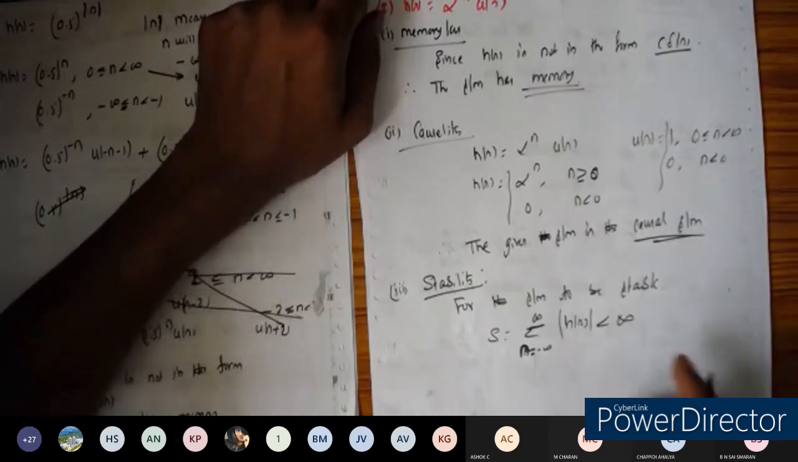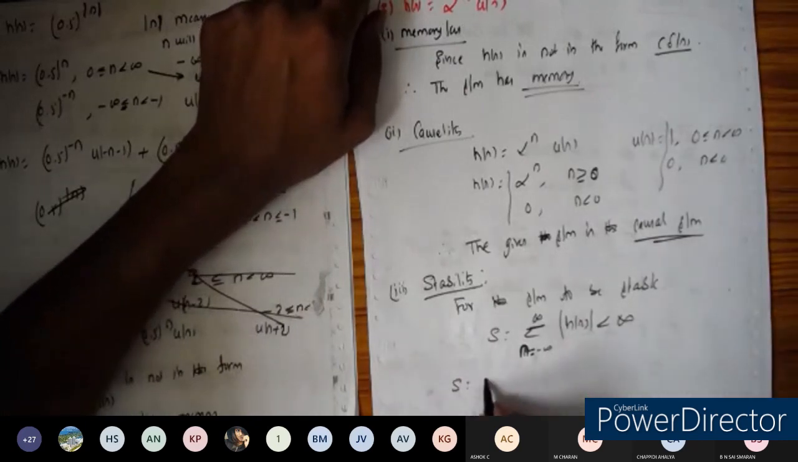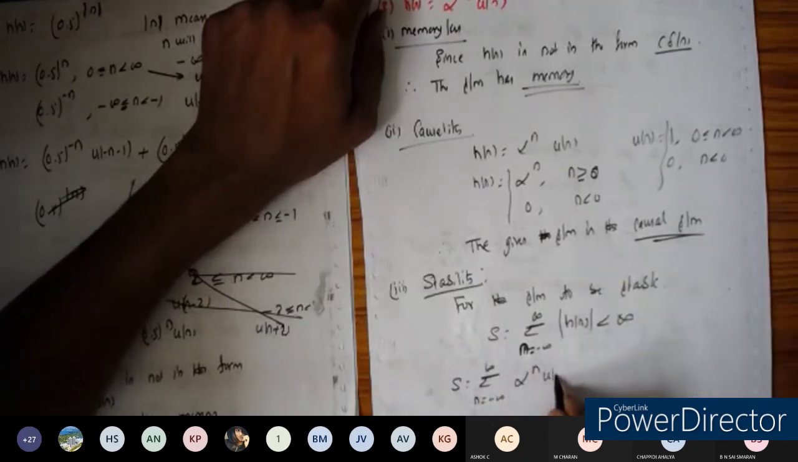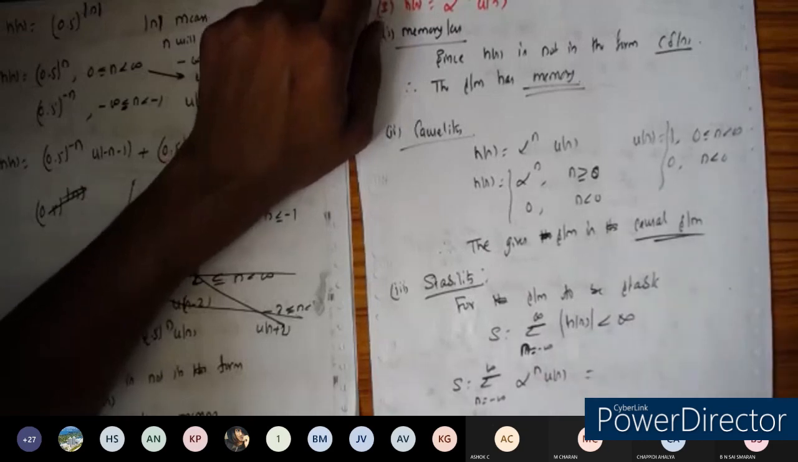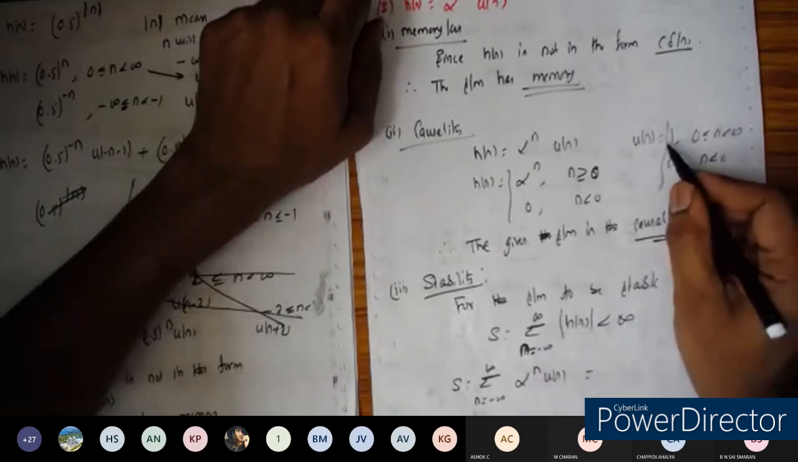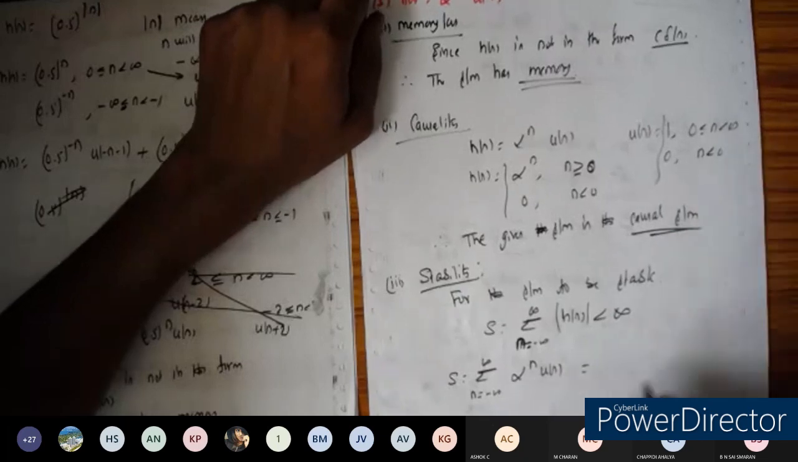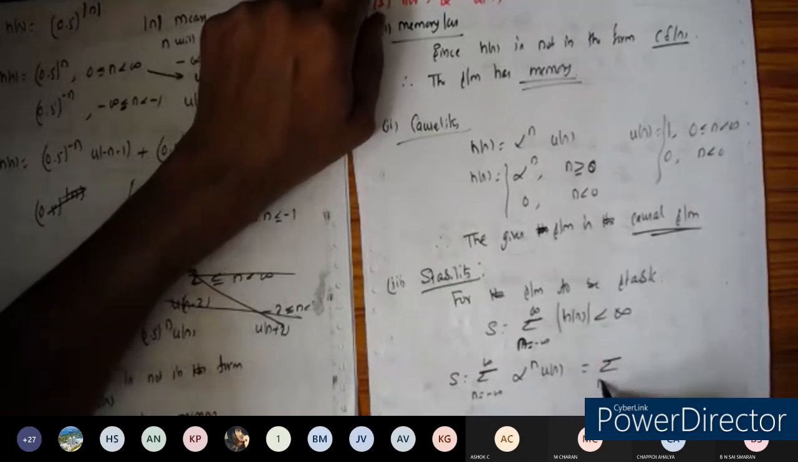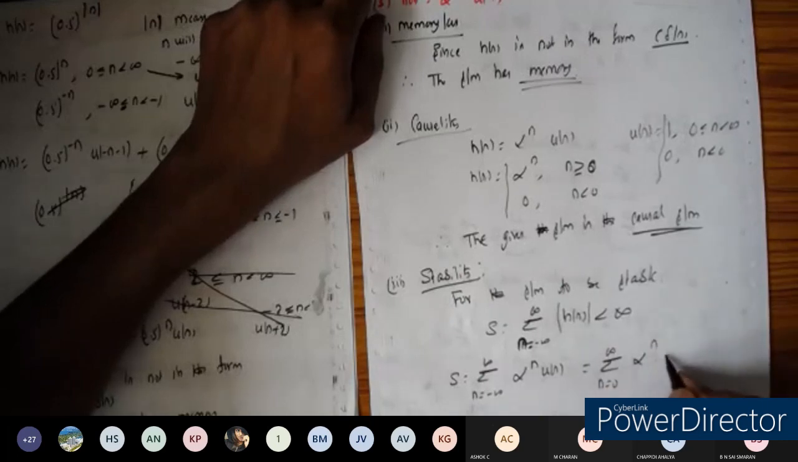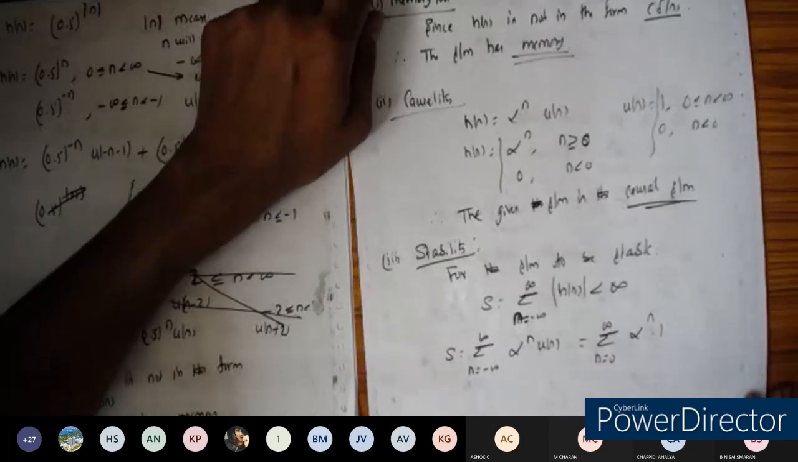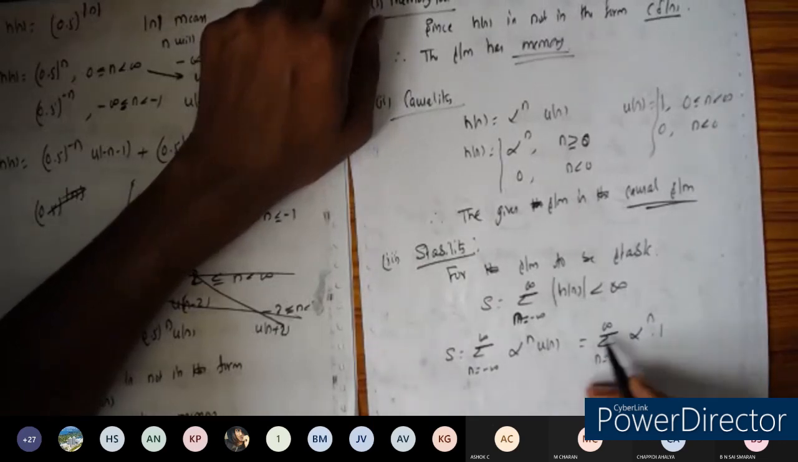Let us substitute for h of n here. So s is equal to summation. I'm not going to change any limits here. I'm going to substitute h of n like that only, so alpha to the power of n into u of n. We know u of n is nothing but 1 from 0 to infinity, so we can change the limits of the summation to n equal to 0 to infinity. So alpha to the power of n, since u of n value is nothing but 1.